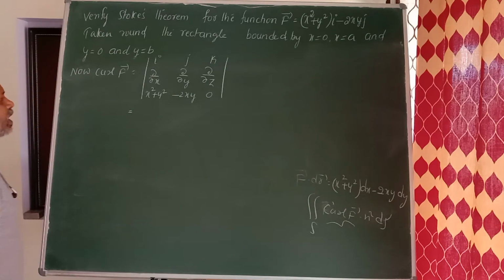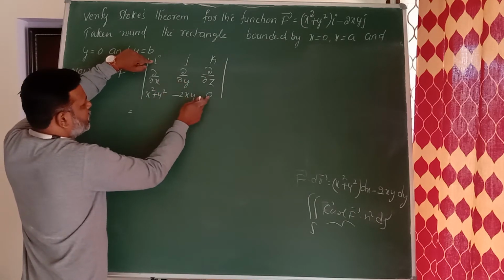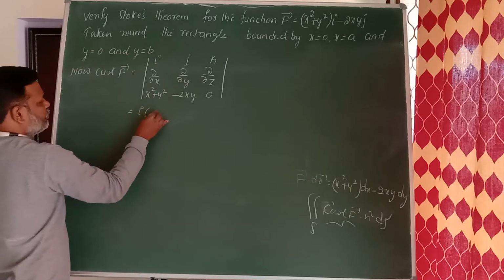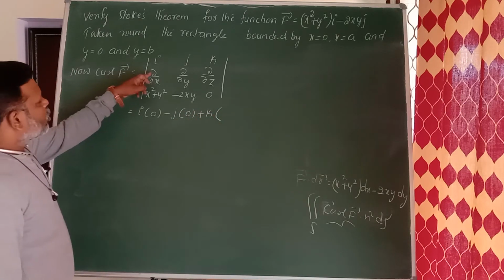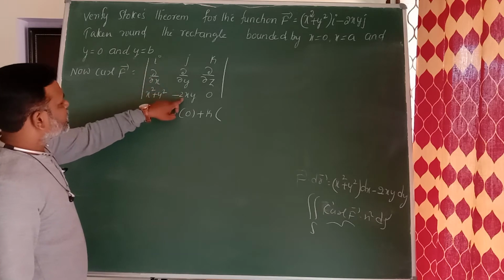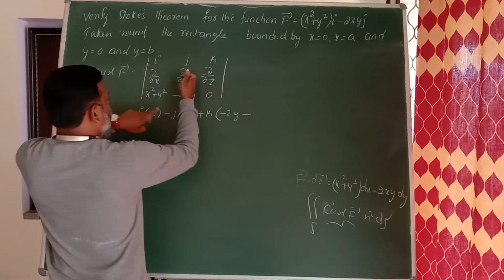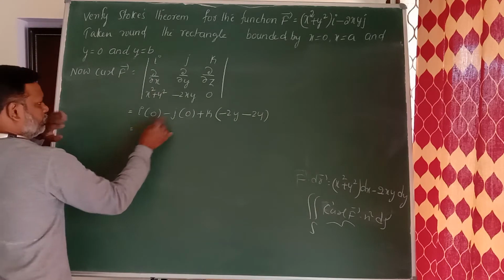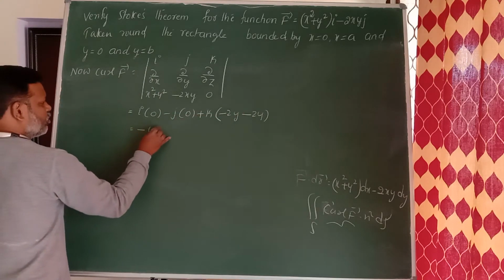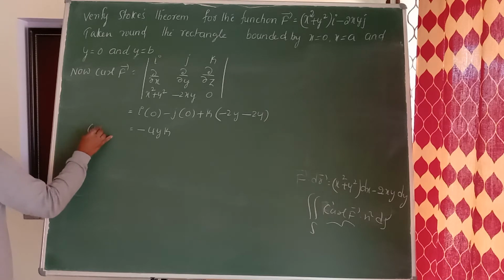By expanding the determinant, what does the quantity become? 0i, because i into this and this is independent. So i into 0 minus j into 0 plus k into, what happens here? k into dou by dou x of this, that becomes minus 2x, minus dou by dou y of this, which becomes 2y. So what remains is minus 2y minus 2y, that is minus 4y k. This is the remaining thing, this is the curl.